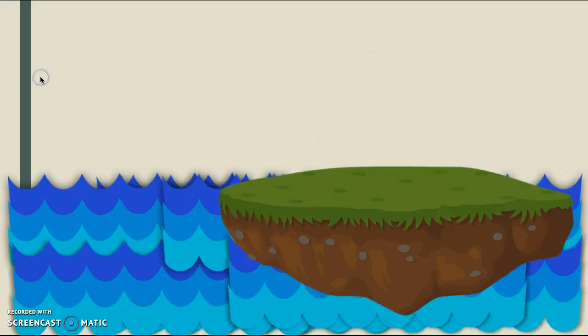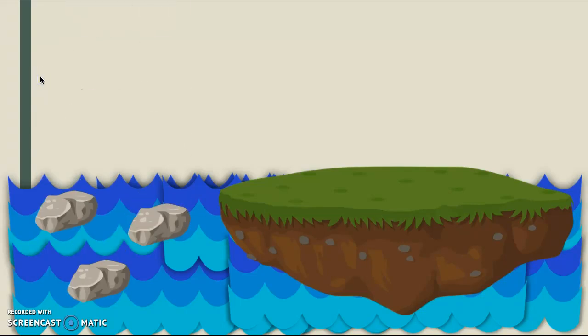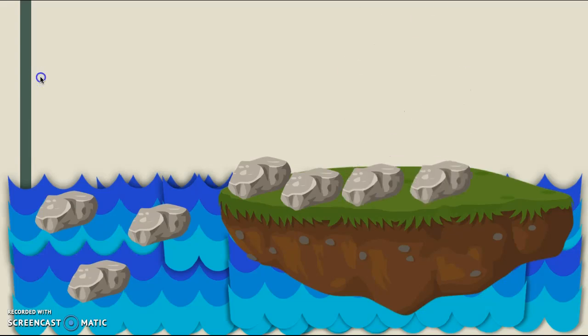Okay, so I went to the pond the other day. And I was just throwing rocks and watch what happened. So I threw some in the water. I threw 1, 2, 3 rocks in the water. And then I threw the rest of them on this little piece of land. So I threw 3 in the water and 1, 2, 3, 4, 5 on the land.